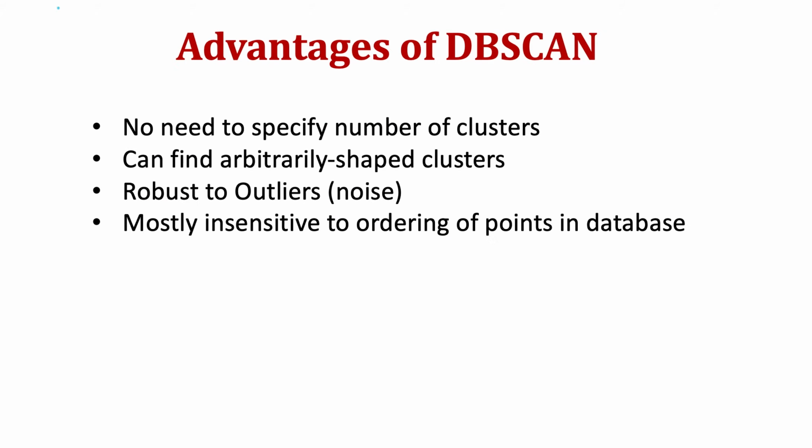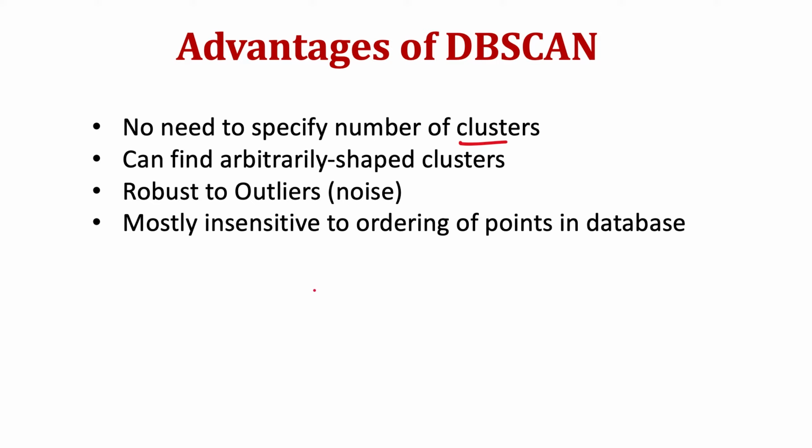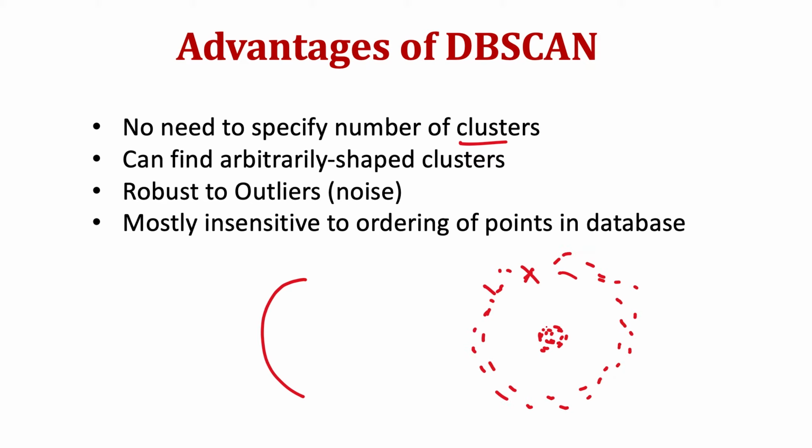So let's see some of the advantages of DBSCAN. So first is that we don't need to specify the number of clusters. It automatically figured out these two clusters. Then it can find arbitrarily shaped clusters. So it was pretty arbitrary, and even you can have clusters like this. Points are in a circle and some points are in the center. So this algorithm will figure out that these outer points are one cluster and these inner points are another cluster, provided you have given good epsilon and min points.